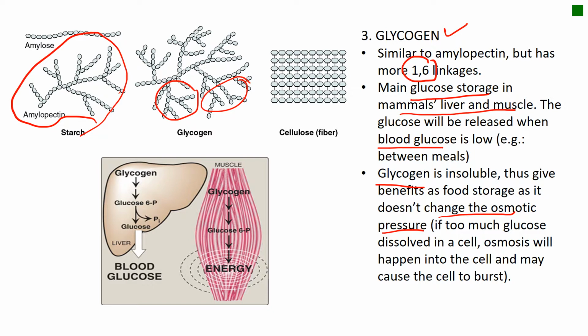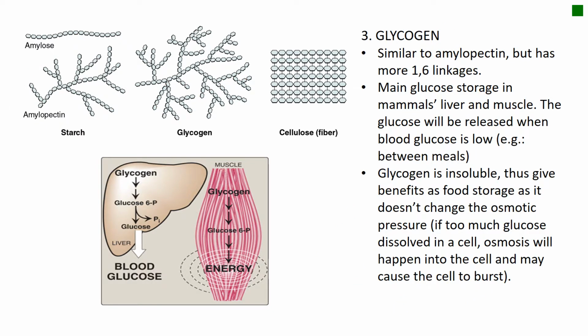Because remember, we are animal cells, not protected by a cell wall. Having too high a level of dissolved molecules means the risk of the cell bursting is high. So that's why, when glycogen is insoluble, we can store food storage, but at the same time there is no risk of the cell bursting, right? That's it for polysaccharide, and that's the last example of carbohydrate that you have to know. Congratulations.